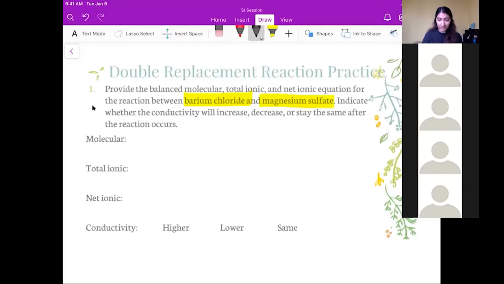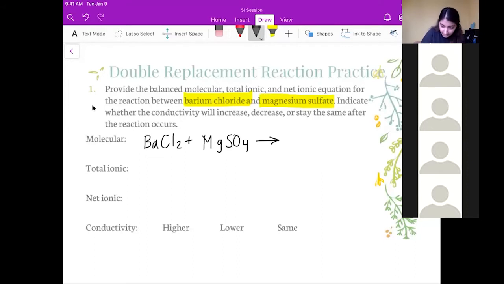Can someone tell me how we would write BaCl2's formula? Oh, I just said it. Oh my gosh, my bad. I was supposed to say barium chloride. BaCl2 plus, and then magnesium sulfate. How would we write that? MgSO4. Good, yeah. So those are our 2 species. And then what would be our 2 products that are made from this?